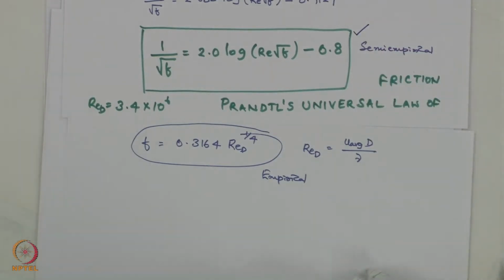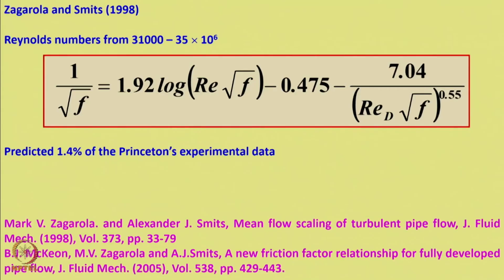If you come to the slides, I showed that these results were revisited at Princeton University very recently, in 1998, and they extended that equation up to 35 into 10 to the power of 6 Reynolds number with an additional term involving Reynolds number and root f, and they slightly changed the constant. Interestingly, this equation predicts up to 1.4% with the experimental data.